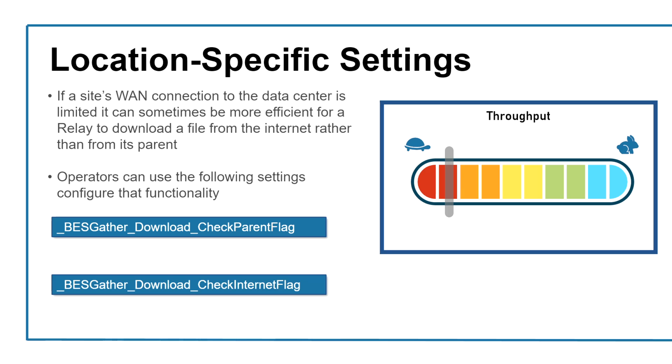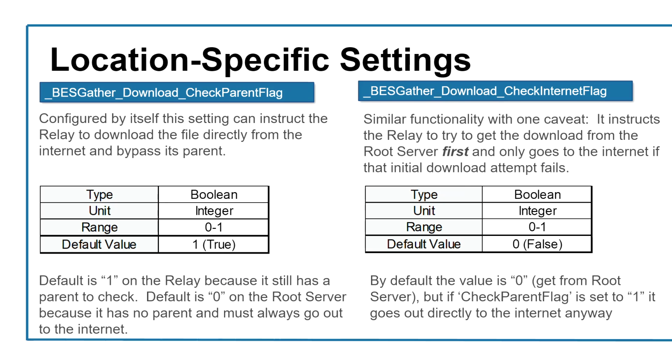If the connection from the relay to its parent is too slow for large downloads, it may be easier to let the relay download its content directly from the internet where available. These client settings can be used to configure that functionality. One allows the relay to go directly to the internet without checking anywhere else first. The second setting gives the relay the option to try to get the payload from the root server first and only download directly from the internet if that fails.